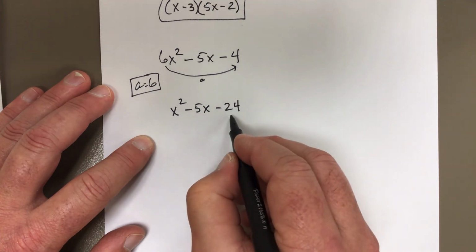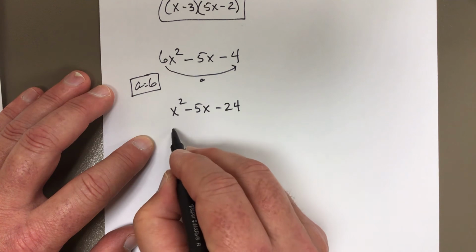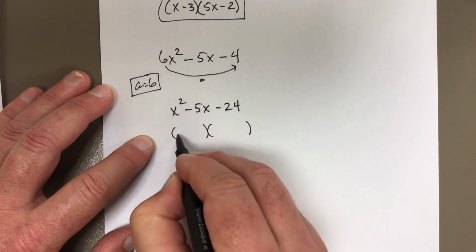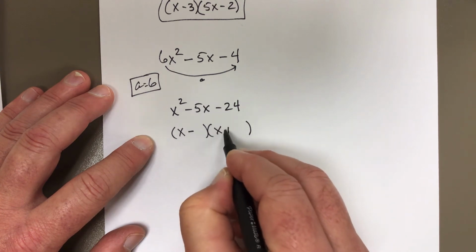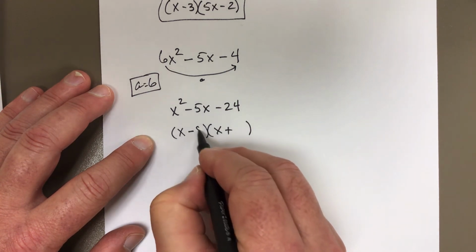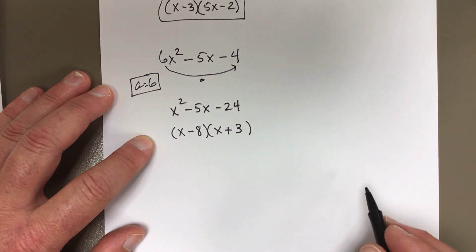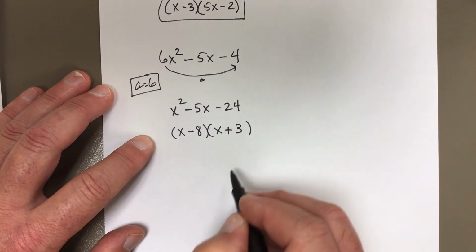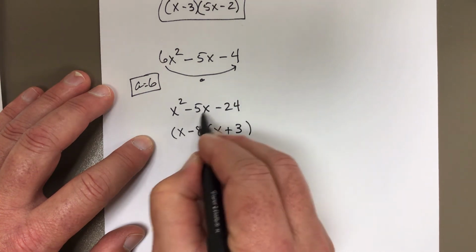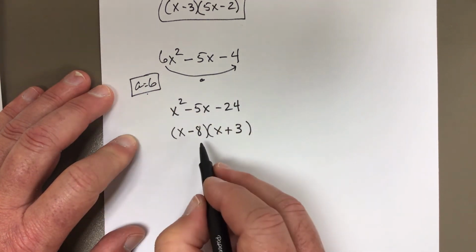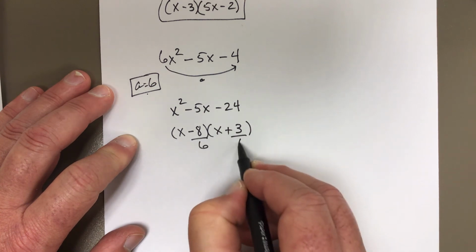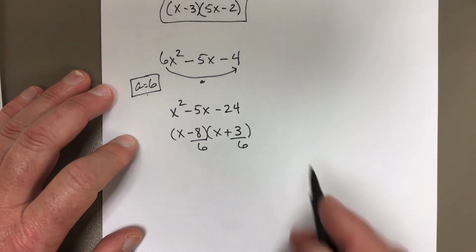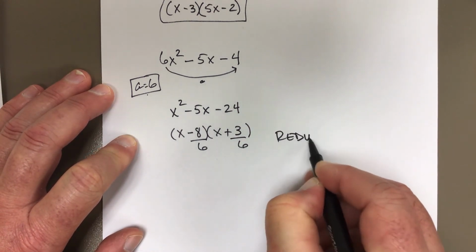And then we're going to find two factors of 24 that give me negative 5, right? So since it's minus minus, one's going to be minus, one's going to be plus. And then the minus gets the 8 and the plus gets the 3. All right, because negative 8 times a positive 3 is negative 24. Negative 8 plus 3 is a negative 5. So now we have to bring our 6 in. We're going to divide by 6. All right? Okay, so now we have to reduce, right?